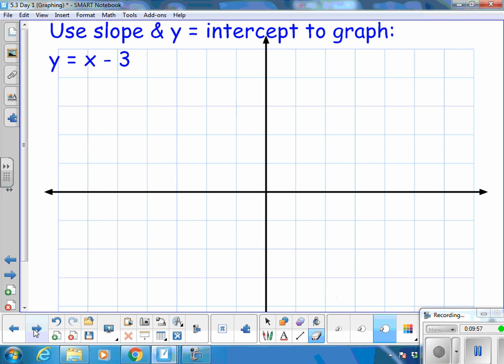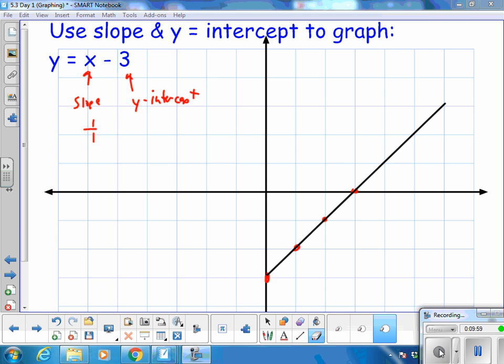All right, press pause, try this one, and let's see how you did. All right, my slope is 1, which is rise 1, run 1. Get my arrows on the end. My y-intercept is at -3.